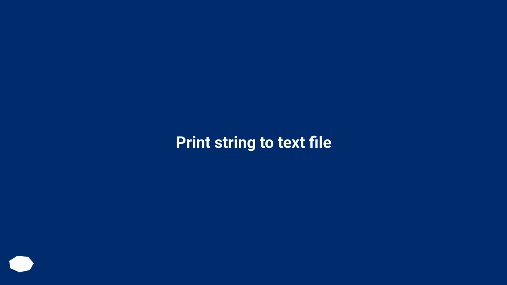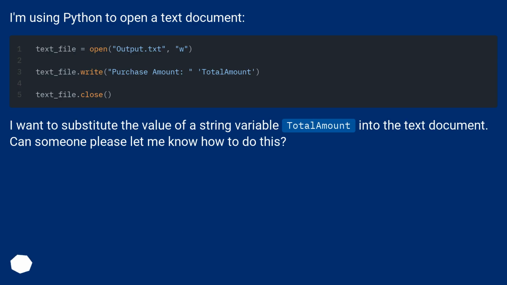Print string to text file. I'm using Python to open a text document. I want to substitute the value of a string variable, total amount, into the text document. Can someone please let me know how to do this?